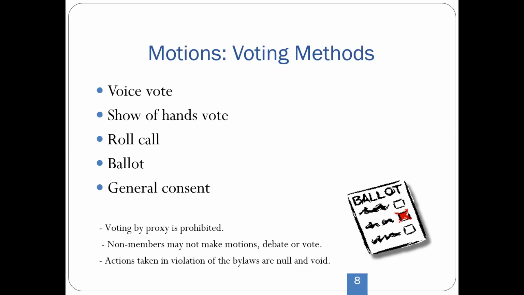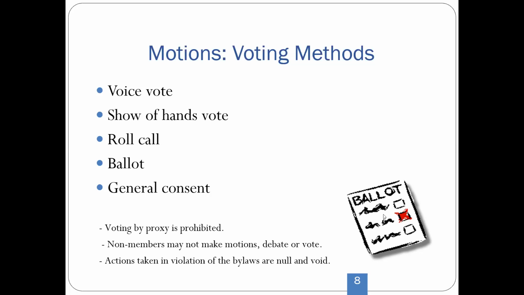And the last way is the general consent, which is basically if there is no objection, we are going to have a parenting program at the park. But if anybody objects, then you have to go to a vote, one of the other methods.